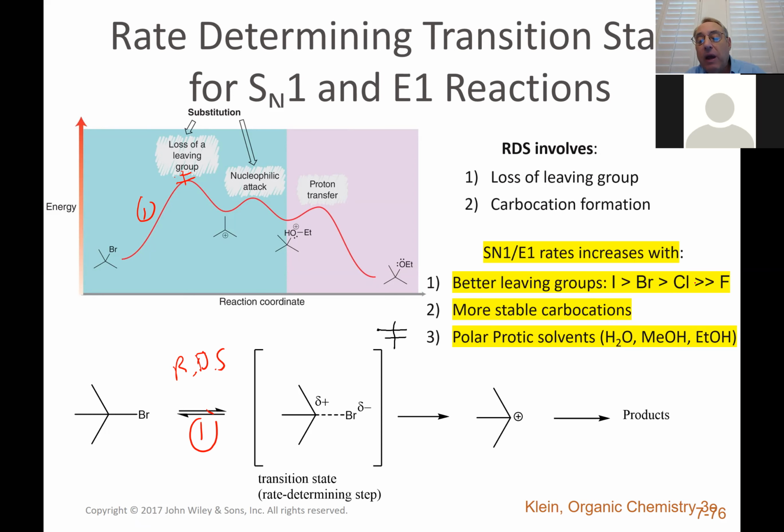Okay, that reflects base strength. Iodide is the weakest base, then bromide's next, chloride's next, and then fluoride is the strongest of these bases, so it's the poorest leaving group. The other thing that increases reaction rate is forming more stable carbocations, right? So you're forming a positive charge here, so the better this positive charge is stabilized by the substituents, the more stable the transition state will be, the lower its energy will be, and the faster the rate. So more stable carbocations speed up the reaction.